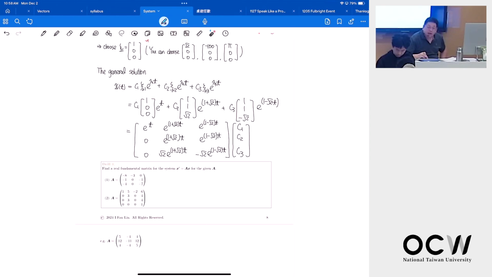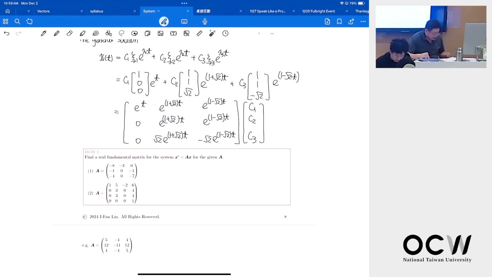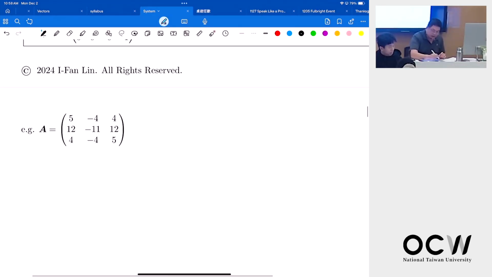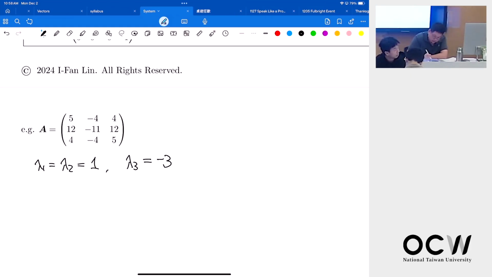For the next one, A is here. And then we still need to find the eigenvalues and the eigenvectors. This time, I give you the eigenvalues. So try to find the eigenvectors. Suppose you know the eigenvalues are 1, 1, and -3. So please find the 3 eigenvectors.